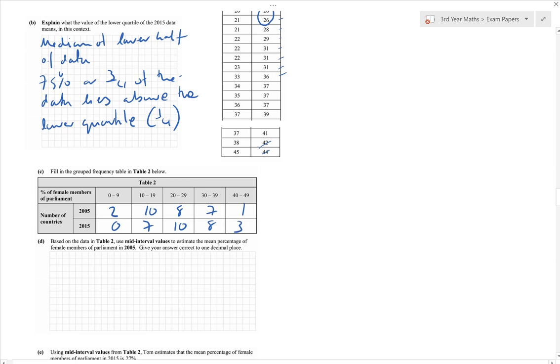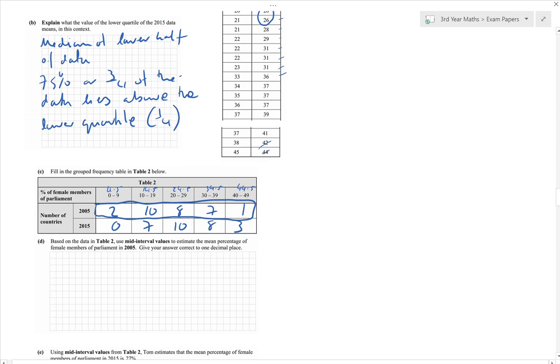The next thing it says, based on the data in table 2, use mid-interval values to estimate the mean percentage of female members of Parliament in 2005. So we're using the 2005 data. Now, to find the mean using mid-interval values, these are your intervals. So you have to find the middle of the intervals. So what's the middle of 0 and 9? 4.5. What's the middle of 10 and 19? 14.5. 24.5. 34.5. And 44.5.